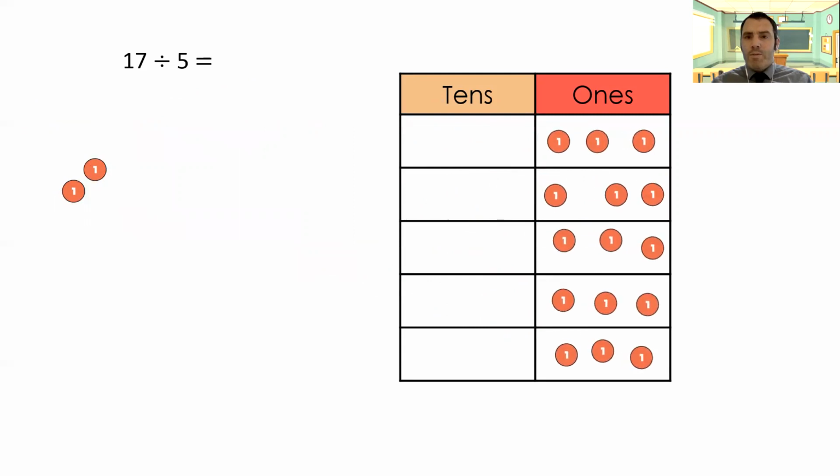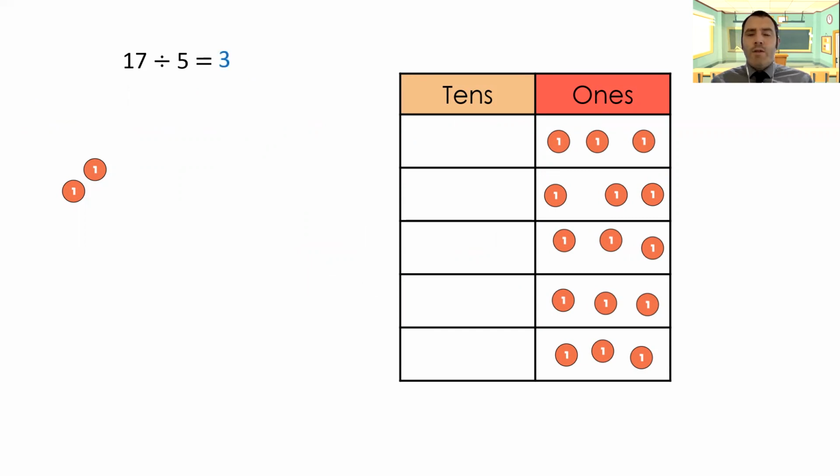Here we go. Spread them equally. Now, I've done 3 in each row, but I've got 2 left and I've got 5 rows. So what's left over is smaller than the number I'm dividing by. So I can't share those last 2 equally. Now, to solve this, we go and count the number of ones in one row. There's 3. So the answer is going to be 3. And then there's 2 remaining. So it's 3, remainder 2.